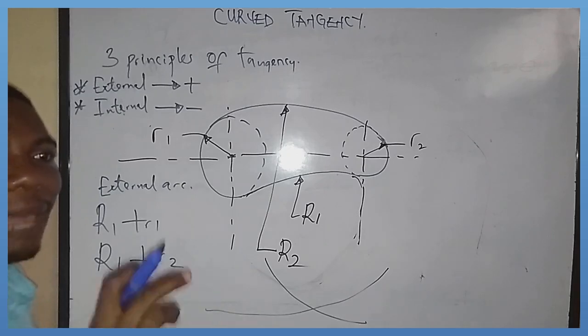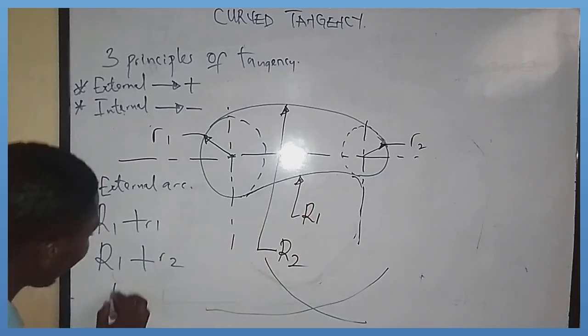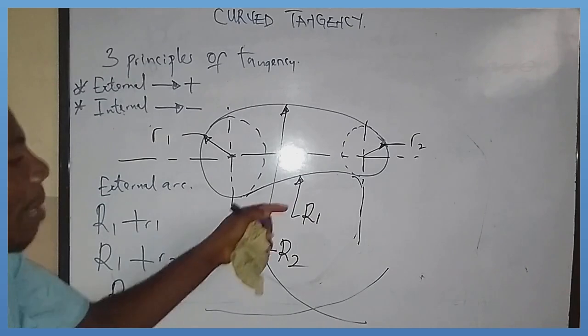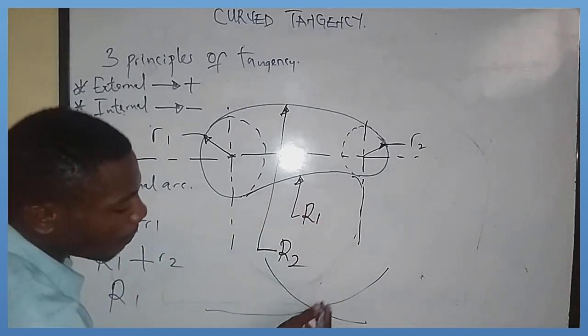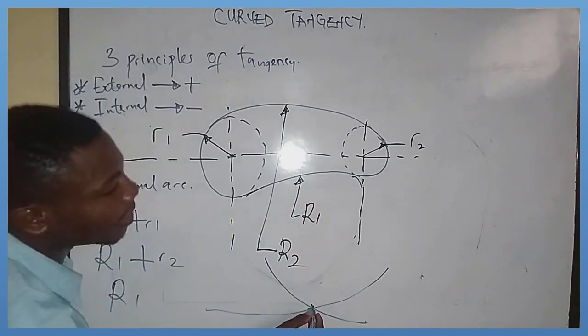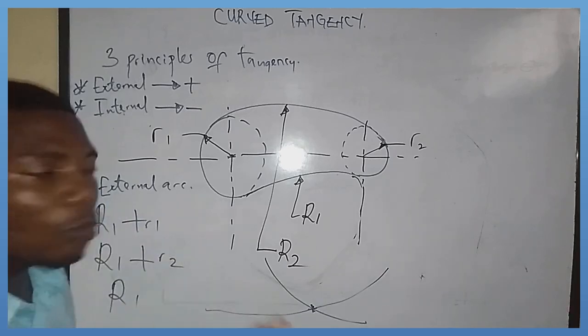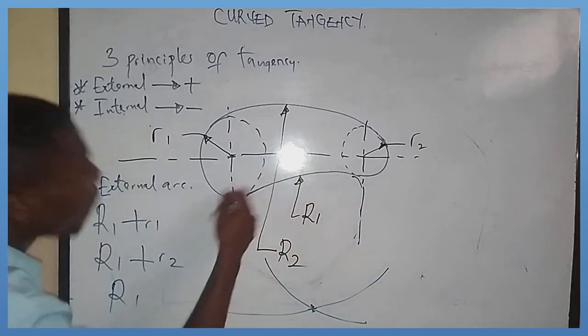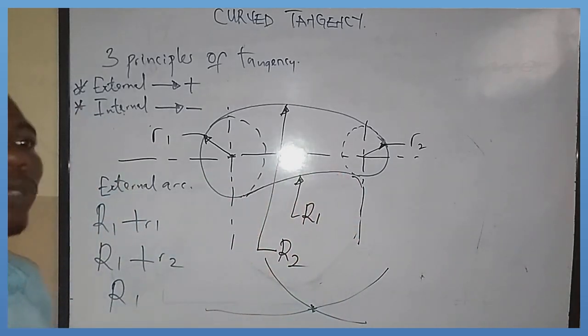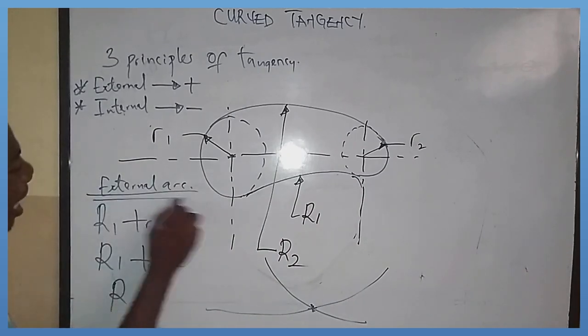I will pick the dimension for my r1 itself. Then picking the dimension for my r1, I'm going to place the pin at this intersection here. Then, believe you me, I am going to get this curve here perfectly. Alright, that is for external arc.